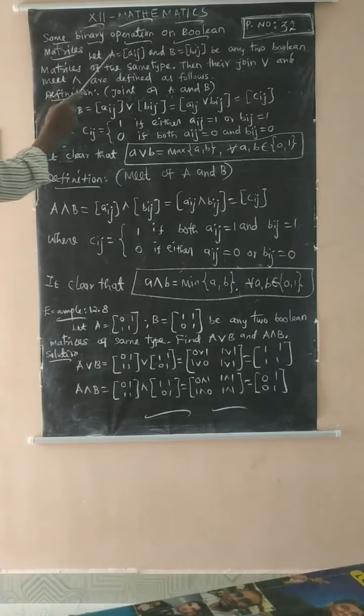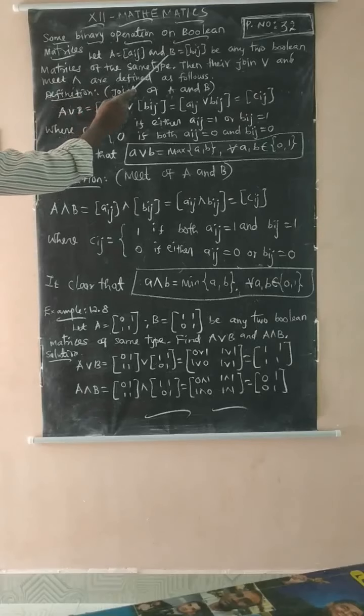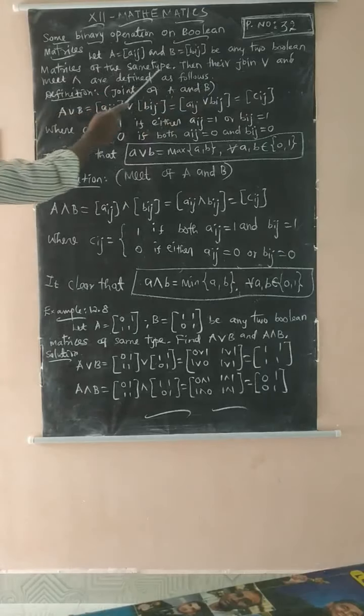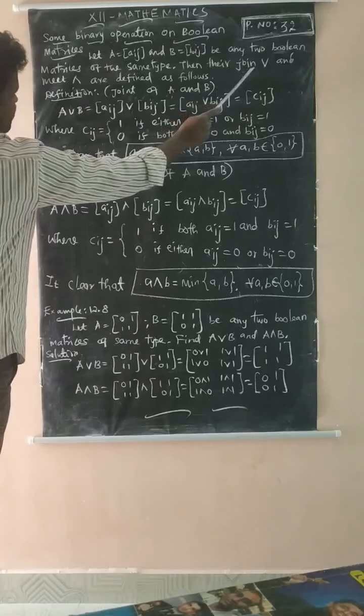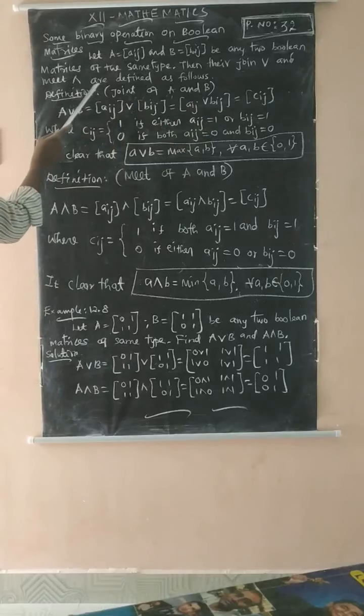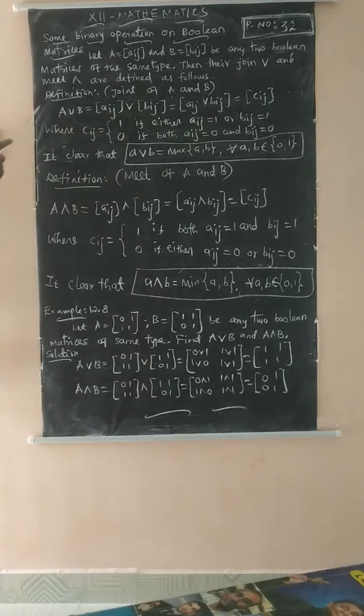Now consider, let A equal to the matrix Aij and B equal to the matrix Bij be any two Boolean matrices of same type. Then their join, whose symbol is ∨, and the meet, whose symbol is ∧, are defined as follows. First definition.